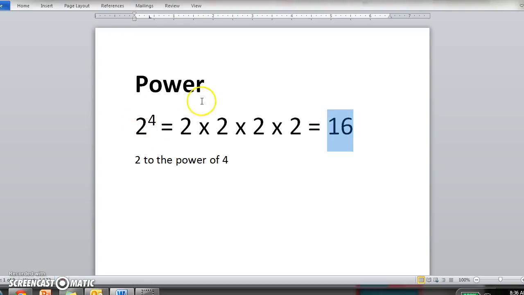So if I was going to say this, I would say power of length. So it would be 2 to the power of 4, which is right here. So 2 to the power of 4, which means 2 times 2 times 2 times 2.